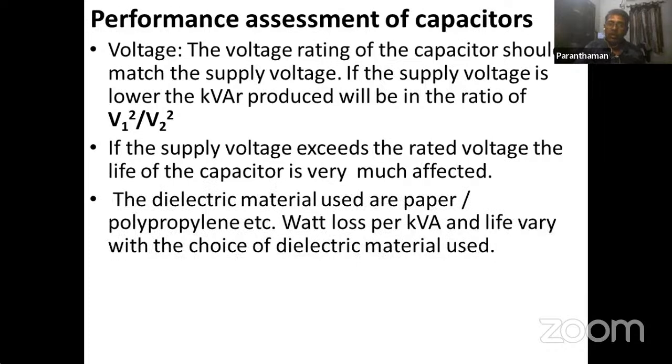And we must look into the dielectric materials, sir. The dielectric material of the capacitor affects the loss per kVA, and also the life of the capacitor. All these things depend upon the dielectric material used. Then we must look into them before buying.